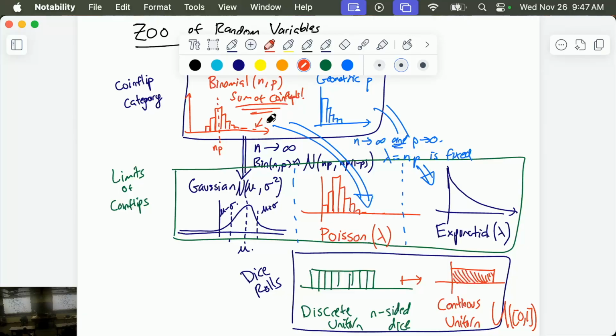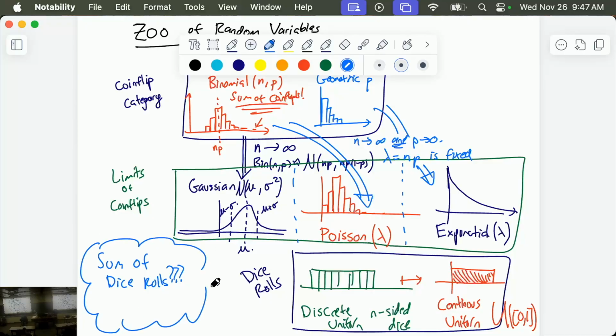And now I want to ask the same question. What about a sum of dice rolls? Where would that be? That's like a missing spot in our zoo. Where is a sum of coin flips? We did the sum of coin flips. We did one dice roll. What about the sum of the dice rolls? Where is that? How do we get that one? Okay. Is this one nice, or is this some weirdo distribution that doesn't deserve to be in our zoo? That's what we're going to answer today.